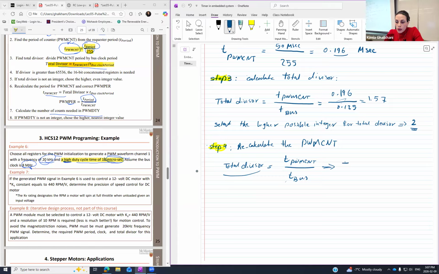So now I can say my T PWM CNT. If I rearrange, it's going to be 2 from this calculation. And then it's going to be 0.125 from my previous calculation. It's giving me 25 millisecond. Make sense? Yes or no?